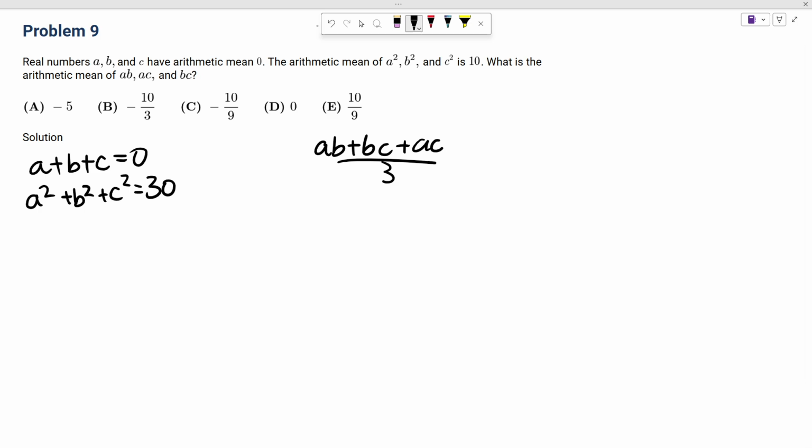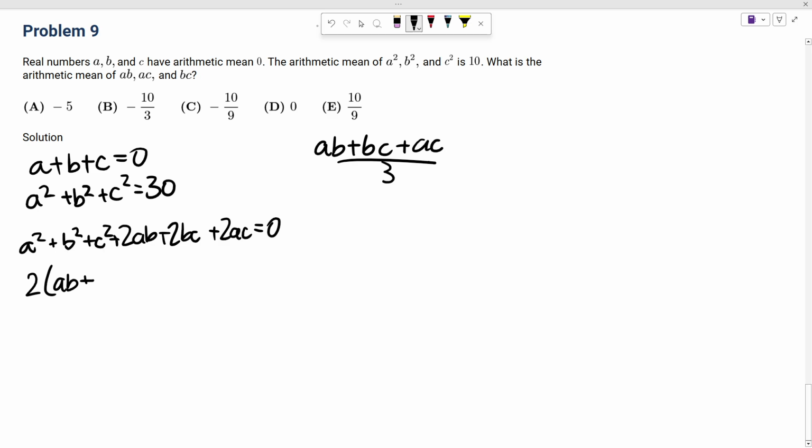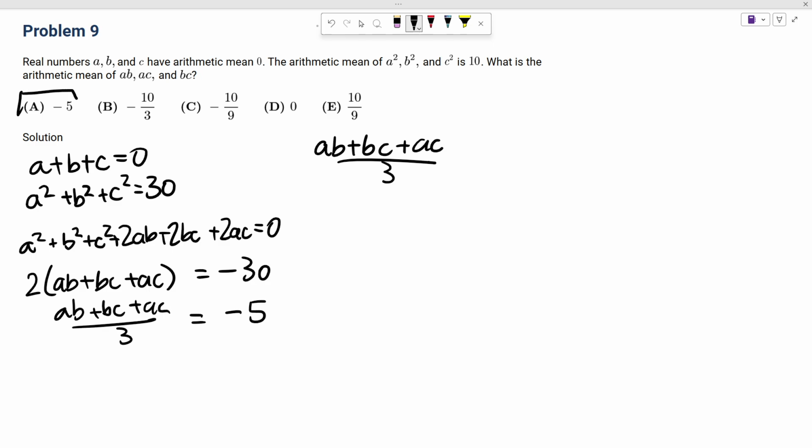So we want to find ab plus bc plus ac divided by 3. What we want to do is square the first expression, because that'll give us a squares and abs, bcs, and acs. So if we square the first equation, we get a squared plus b squared plus c squared plus 2ab plus 2bc plus 2ac equals 0. But now we see that a squared plus b squared plus c squared is equal to 30. So that means that 2 times ab plus bc plus ac has to equal negative 30. So now we can just divide both sides by 6. ab plus bc plus ac over 3 is equal to negative 5. And that's our answer.